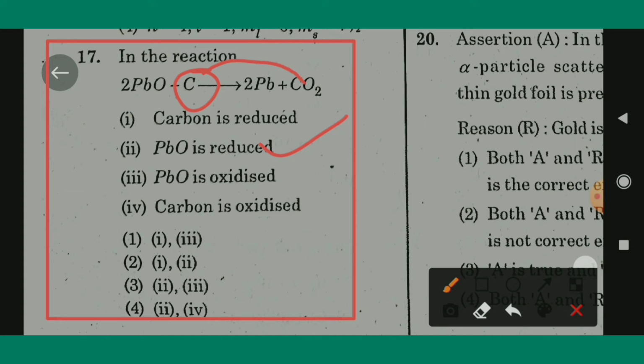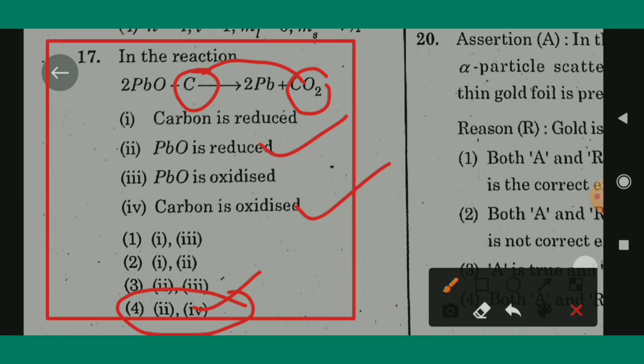And here this is carbon, and after the chemical reaction, carbon is oxidized. That means oxygen is added to the carbon. So carbon is oxidized. So the fourth option is also correct. So the second option and the fourth option are the correct answers. Second and fourth one.